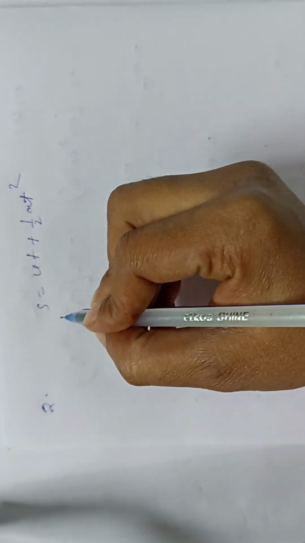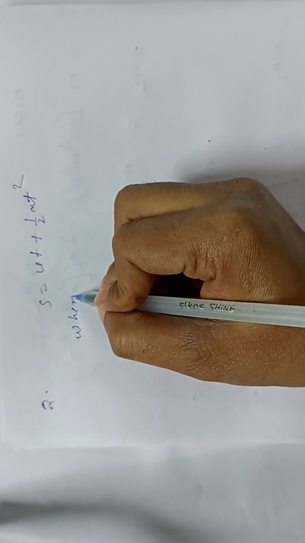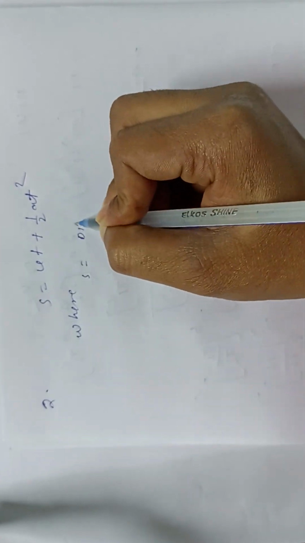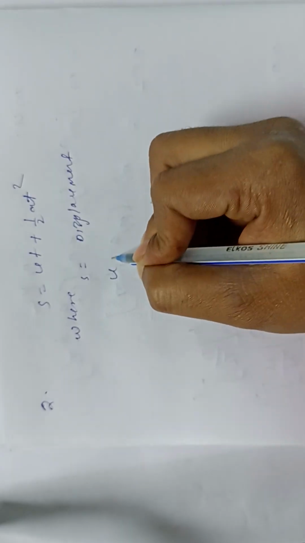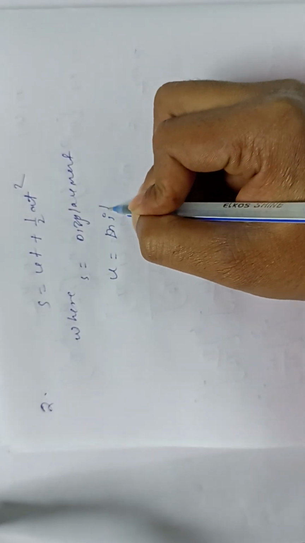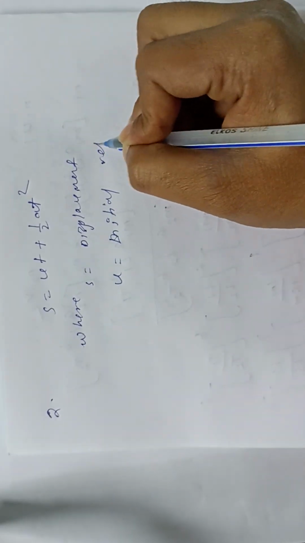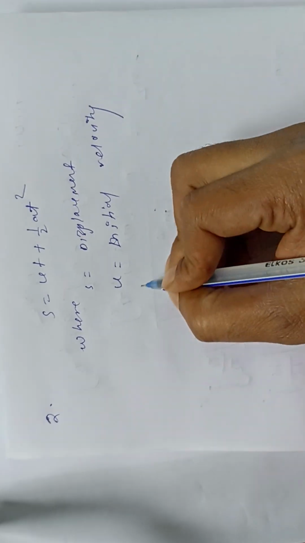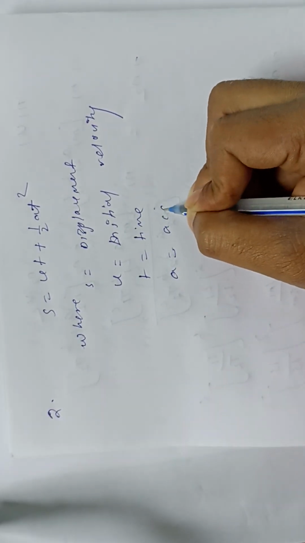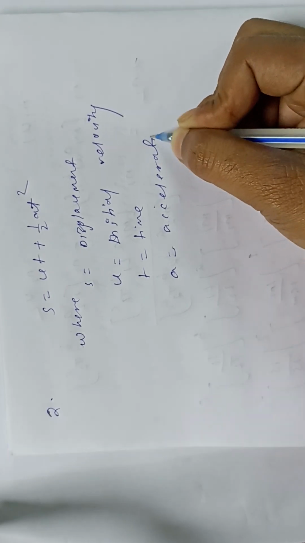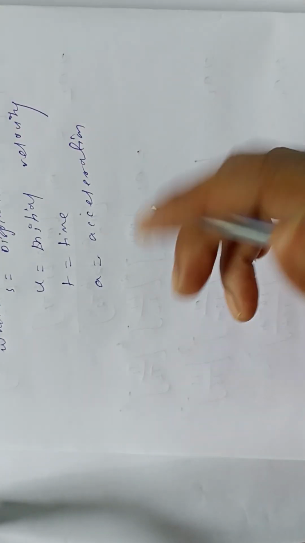So we know that S equals displacement, u equals initial velocity, t is time, a is acceleration. So first we find the dimension of S.